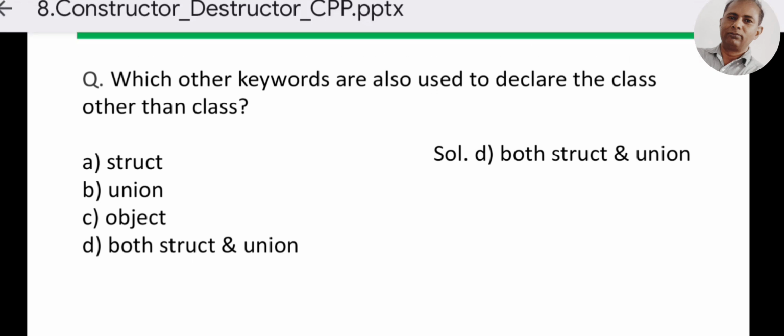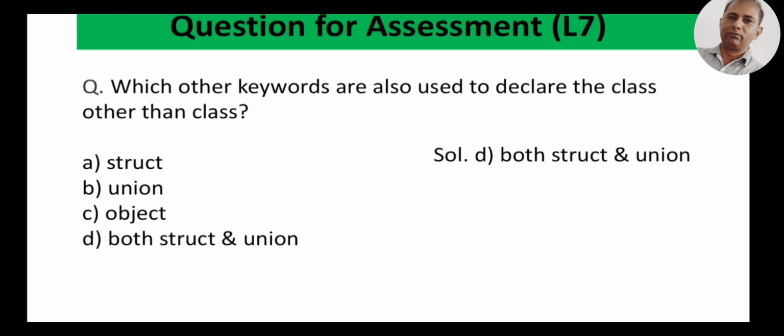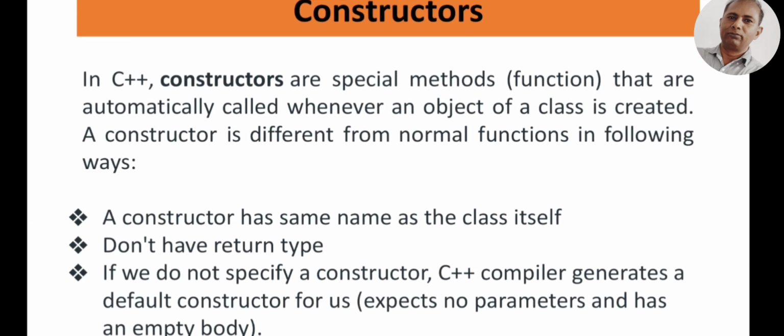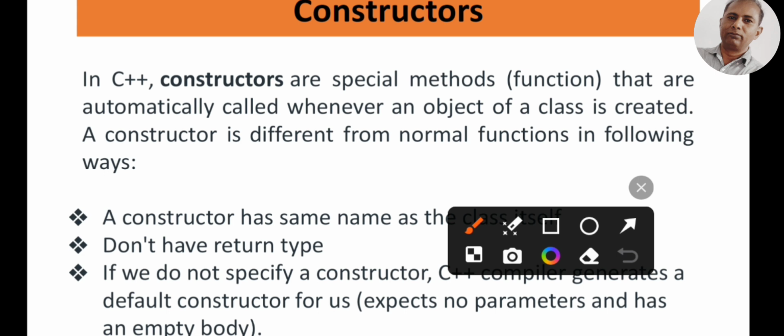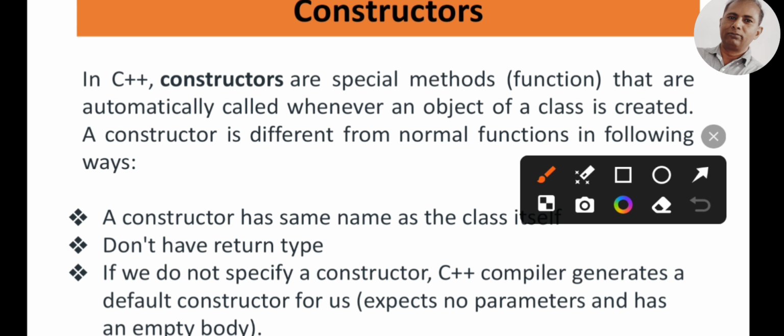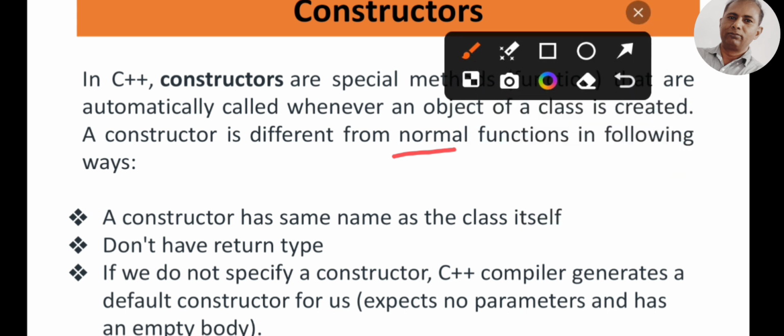Now, if we talk about constructors in C++, constructors are special methods or functions that are automatically called when an object of a class is created. When we are creating the object, then this constructor is automatically called. Means we can say that these are a type of function. A constructor is different from normal functions. So how is it different from the normal function?